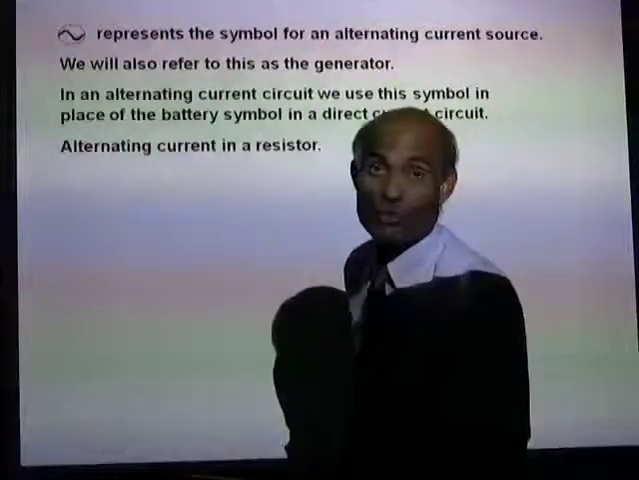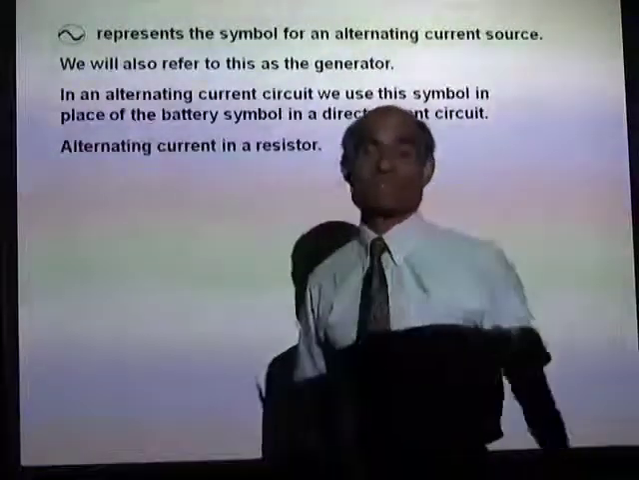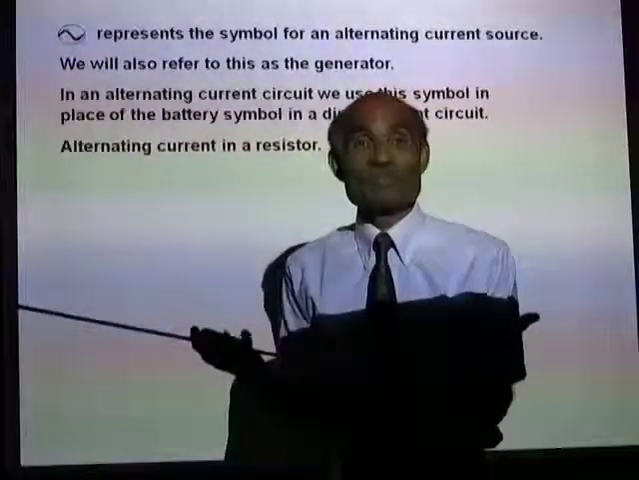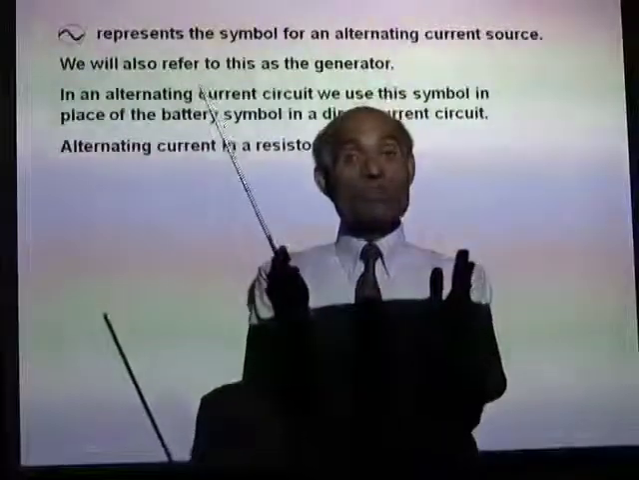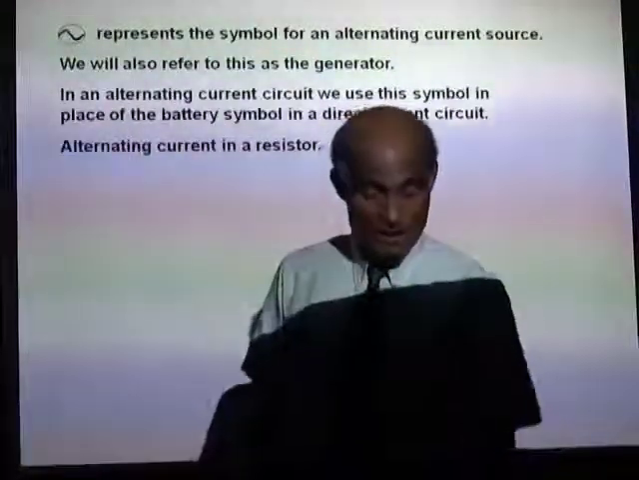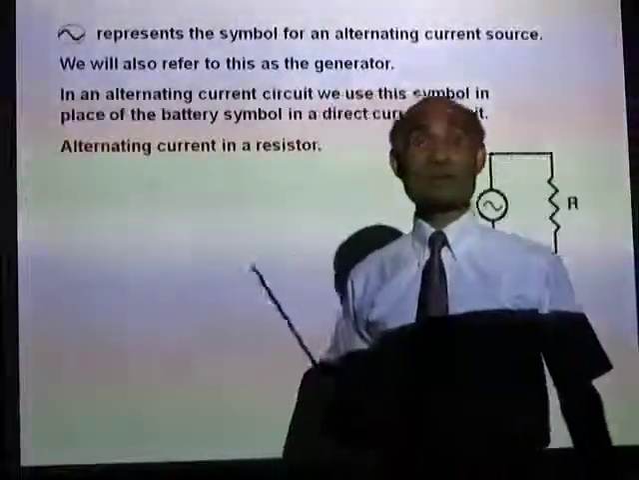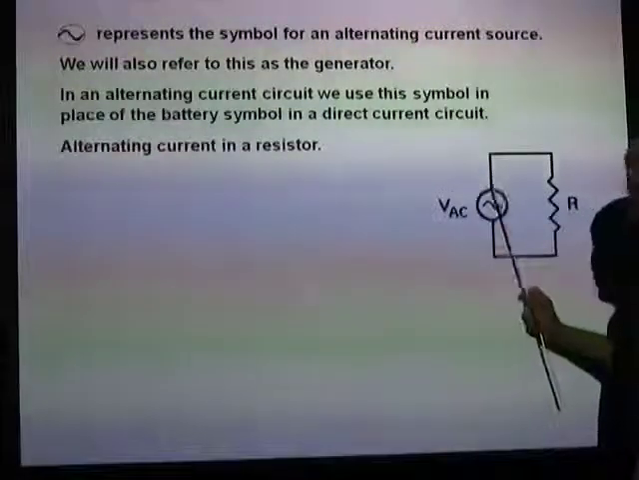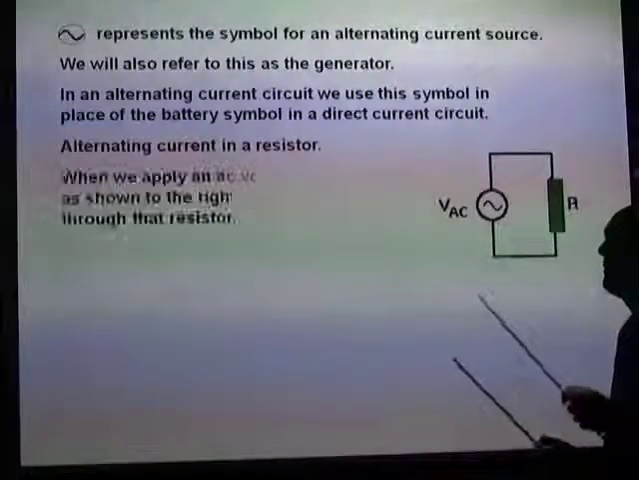Alright, let's now talk about the alternating current in a resistor. Well, we know about direct current in a resistor, controlled by Ohm's law. Is that right? The potential difference V equal to IR. Is that valid for alternating current? Well, I have here a circuit. This is the generator connected to a resistor R.